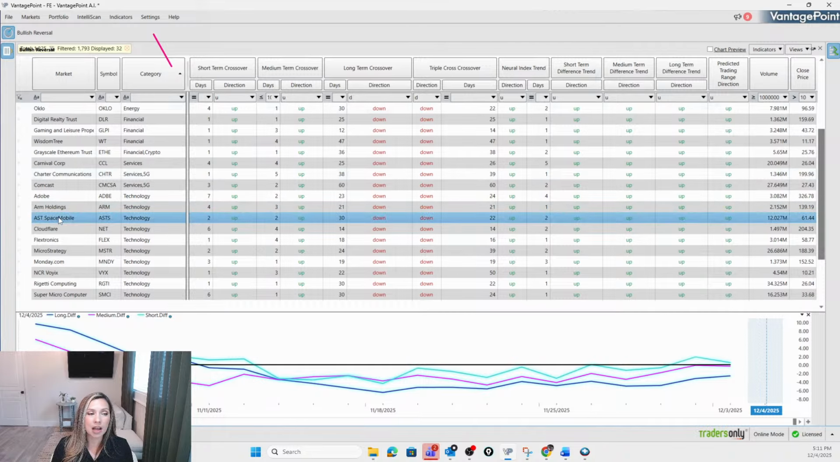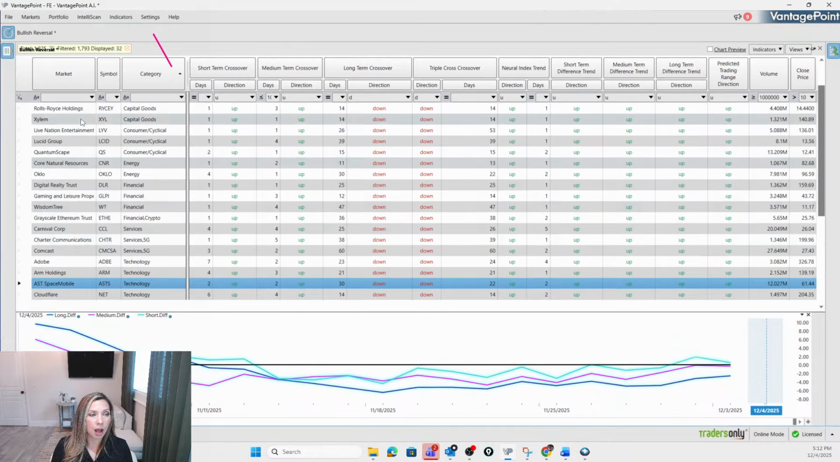I showed you guys that one on AST. I told you that came from the IntelliScan. This is VantagePoint doing the scan, doing the work for you to find the assets that are meeting those 4 points of confirmation, giving you confluence and confidence for these market movements. You've got MicroStrategies here today. You've got SMCI. We've got a couple of different opportunities.